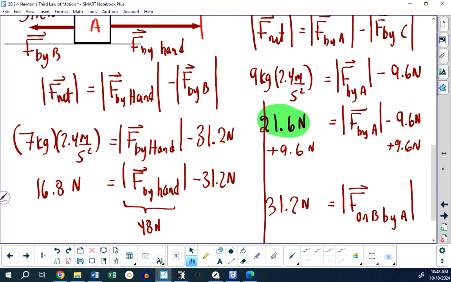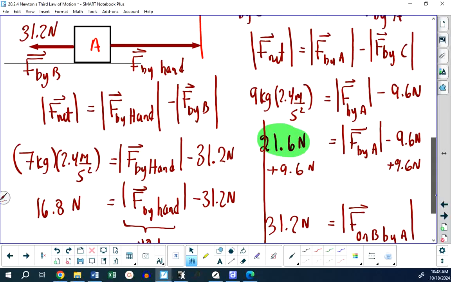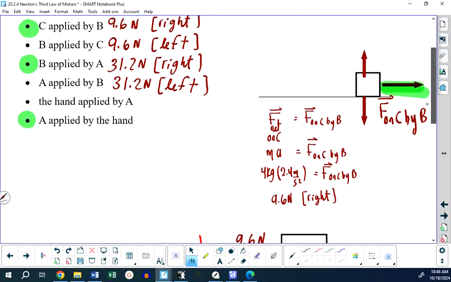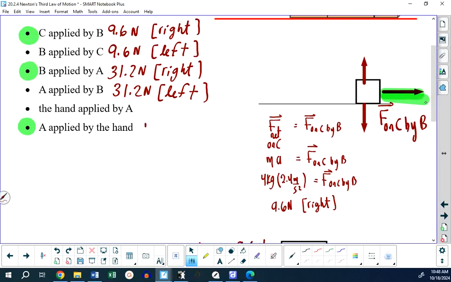Now, we're done the question. Okay, well, I guess not quite. 48 newtons, right? Which means the force on the hand by A will be 48 newtons left. We're done the question. Are we okay with that?